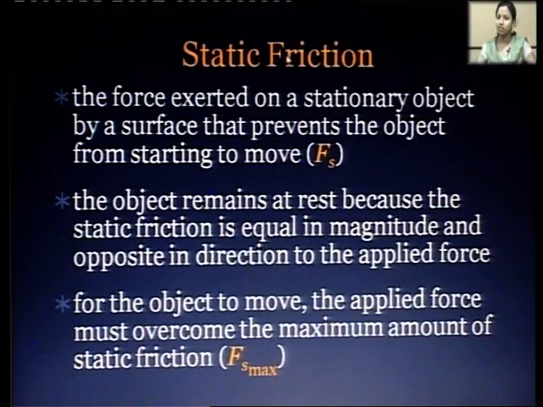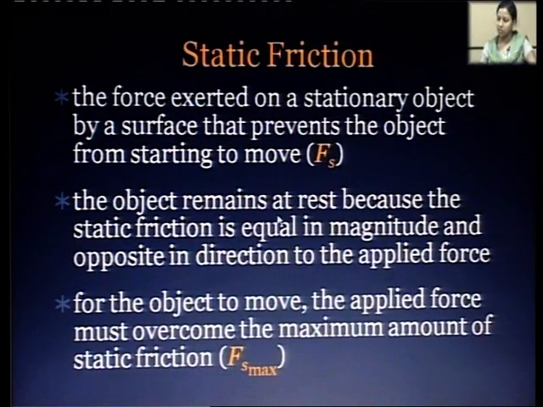So let us explain static friction a little. It is a force exerted on a stationary object by a surface that prevents the object from starting to move. So it prevents the object from moving. The force of friction which is acting here is called static friction. It is denoted by Fs.